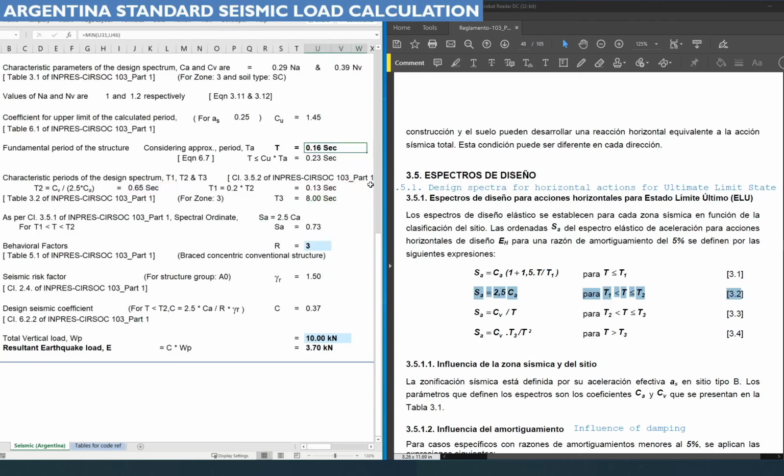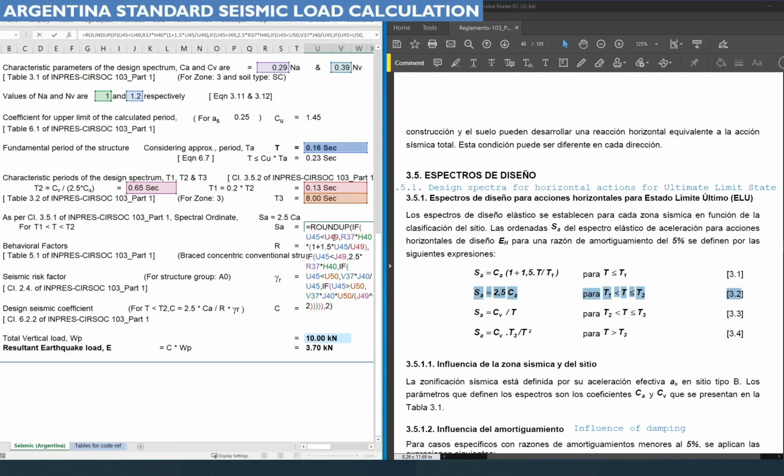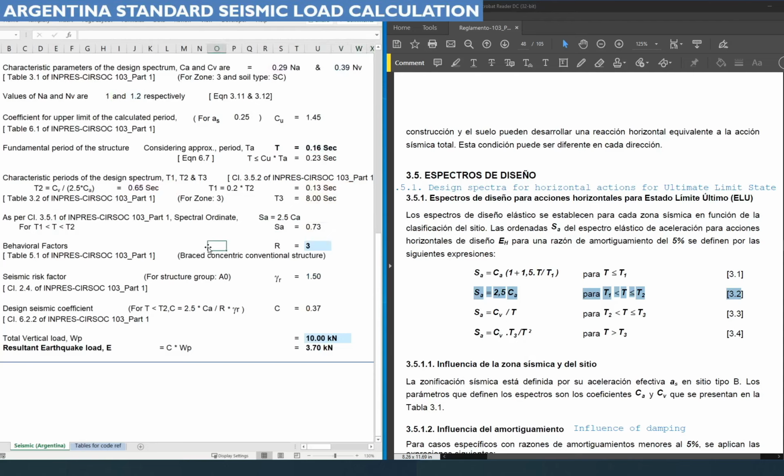So in case suppose my value is 0.1, then the formula will change accordingly. So finally I find the value of spectral ordinate SA as 0.73. Next one is the behavioral factor. For this we need to refer to table 5.1, page number 60.